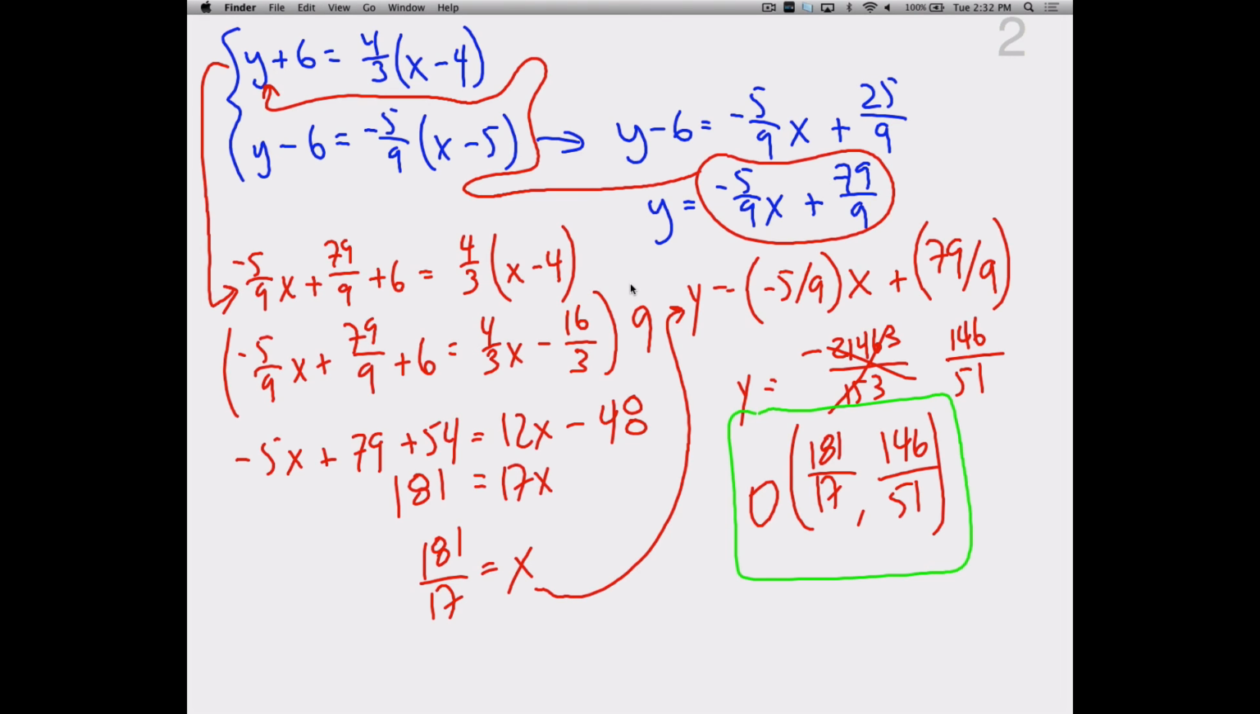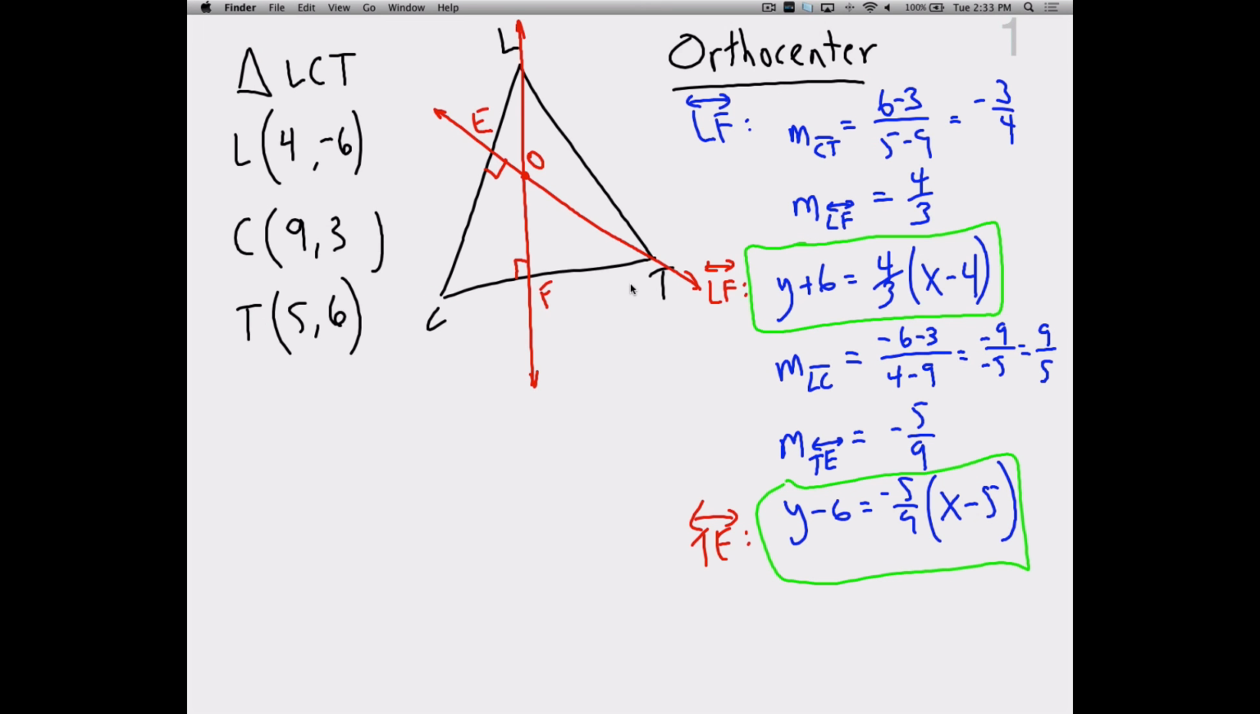Orthocenter, circumcenter, centroid. Question? For the slope of LC, so you take the opposite reciprocal of what it would be. Let's go back. For the slope of LC, I found the slope of LC, then took the opposite reciprocal to get the slope of TE. Because these are perpendicular, they have opposite reciprocal slopes. So over here, we found the slope of LC first, and then flipped it over and changed the sign to get the other one. Okay? Thank you.